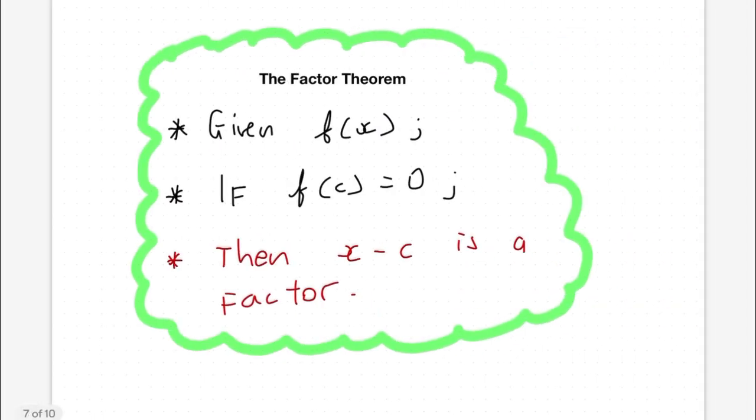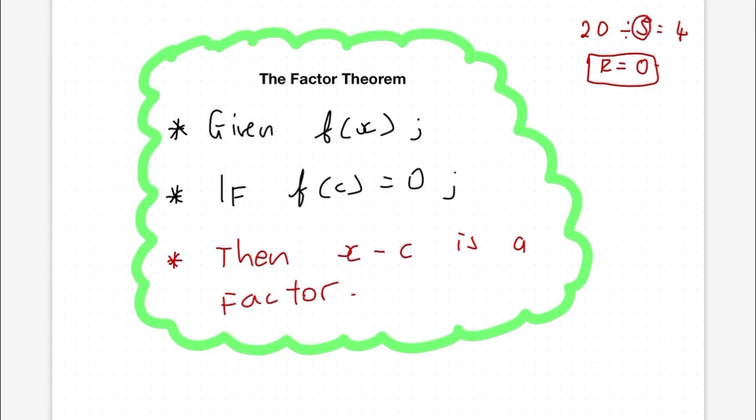The factor theorem tells us the following: if you're given f of x and you plug in some x value, maybe c, and you get 0, then x minus c must be a factor. It's actually an extension of the remainder theorem, but it's telling us something that we've always known: if you take a number, let's say 20, and you divide it by, say, 5, the answer you get is 4, and the remainder is 0.